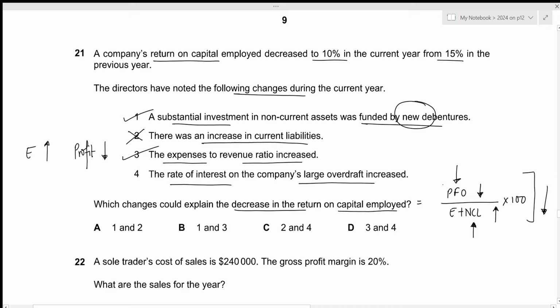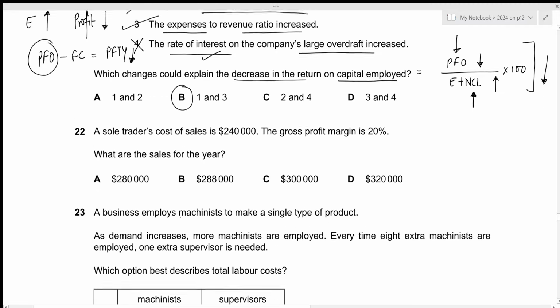For the fourth one, the rate of interest on the company's large overdraft increased. Remember that the rate of interest will not impact profit from operations, because once we calculate profit from operations, after that we subtract the finance cost in order to calculate the profit for the year. So this information will decrease the profit for the year, but it will have no impact on profit from operations. So this is incorrect. The answer we're looking for should include 1 and 3, and that is given by option B. That's all for the 21st question. Let's move towards the next one.